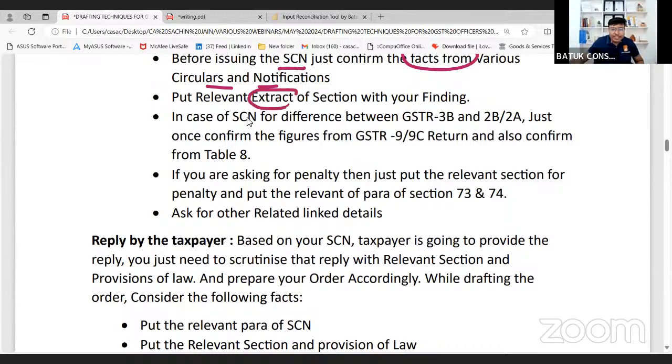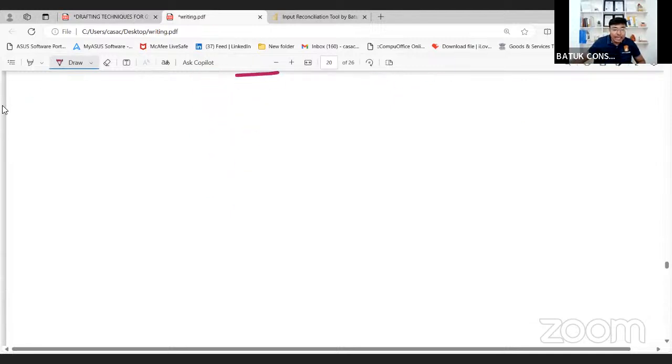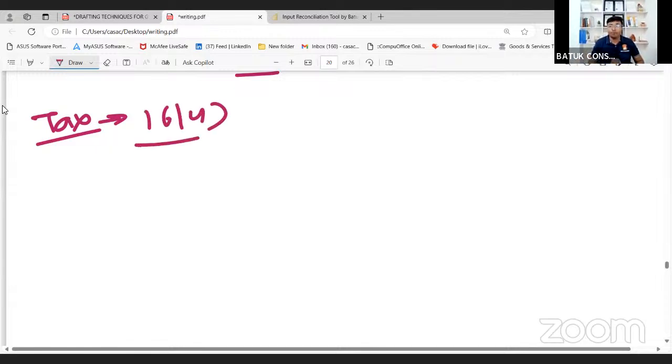Put the relevant extract of the section with your finding. Suppose there is a certain specific situation, in that case the taxpayer has claimed the input tax credit after the timeline of section 16 subsection 4.